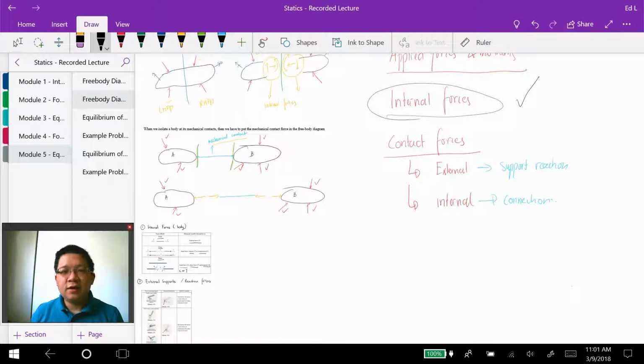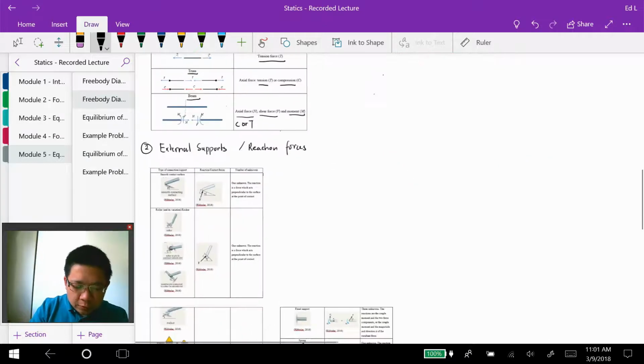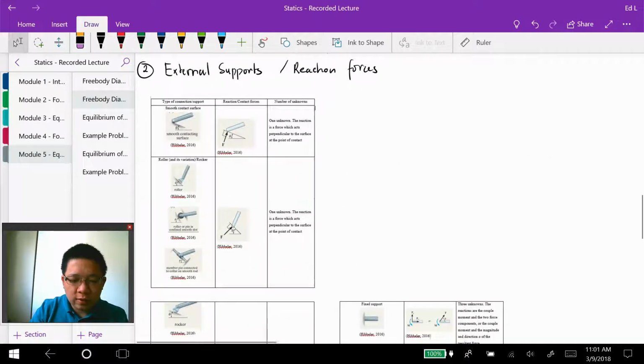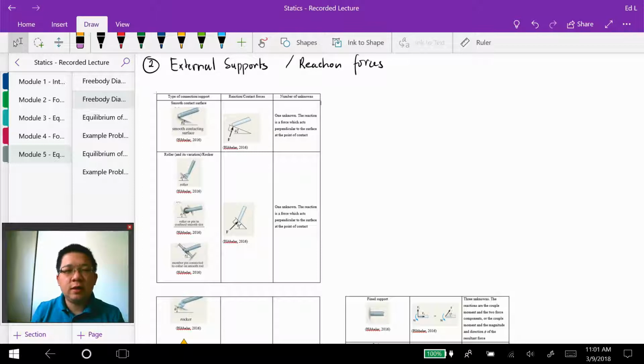Hi everyone, in this lecture I'm going to continue discussing the type of external and internal mechanical contact force that we will encounter in this lecture. Let's get started with the external mechanical contact force, which we usually call a support reaction. No matter which textbook you use, usually it will provide a nice table that tries to summarize the type of reaction forces or reaction supports that are typically encountered in a statics course.